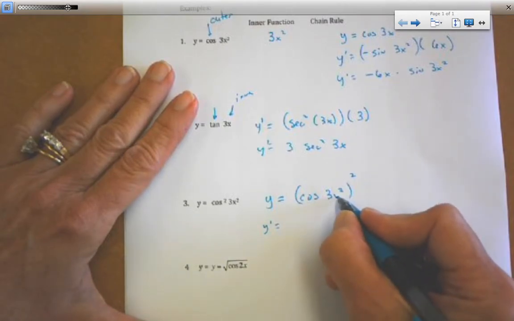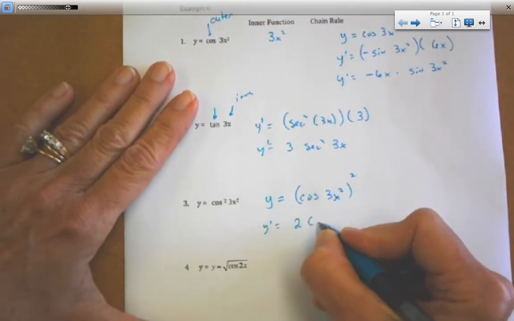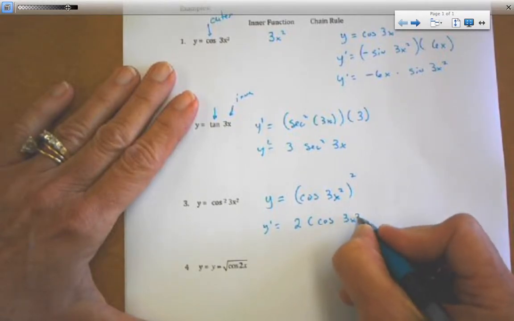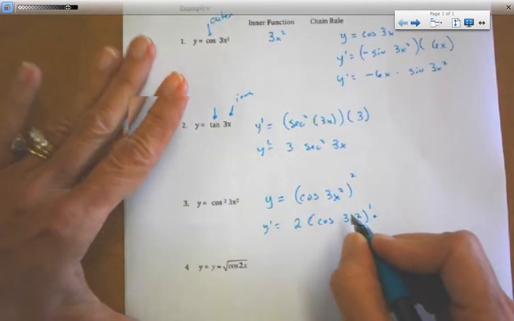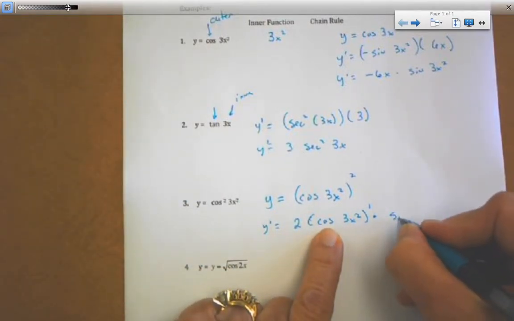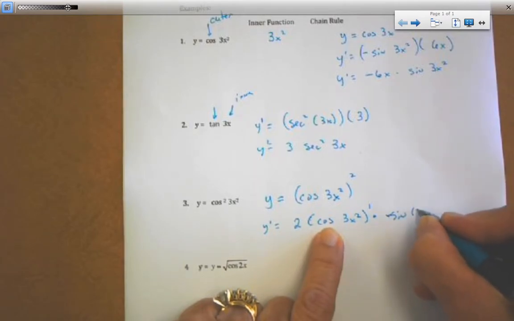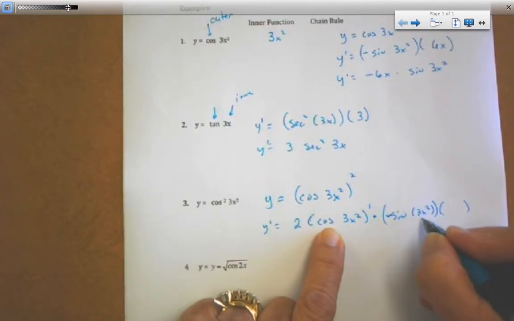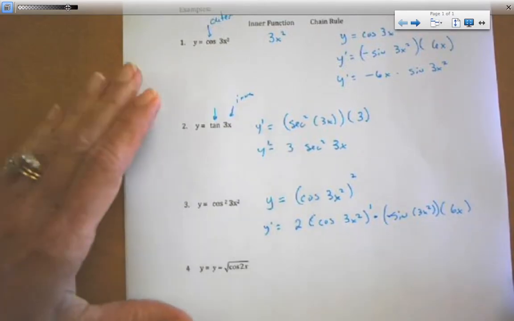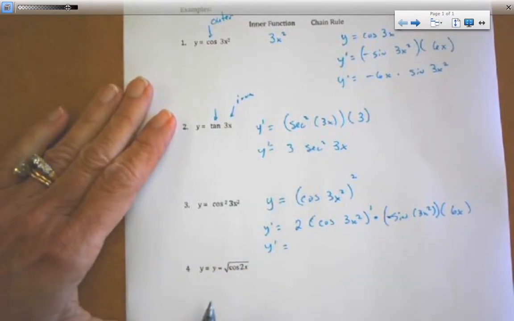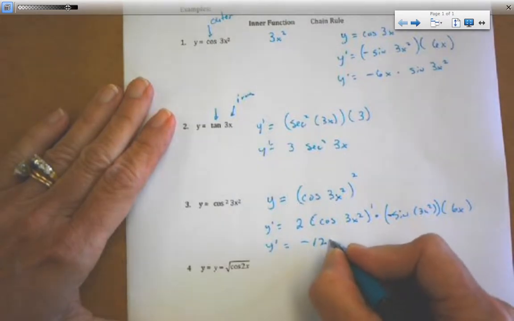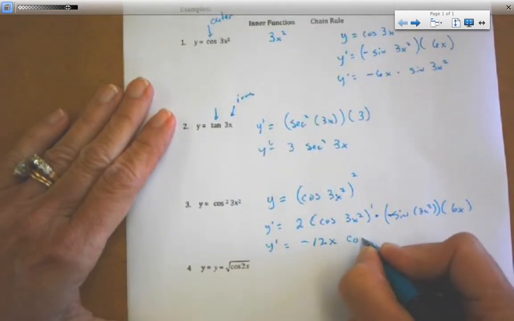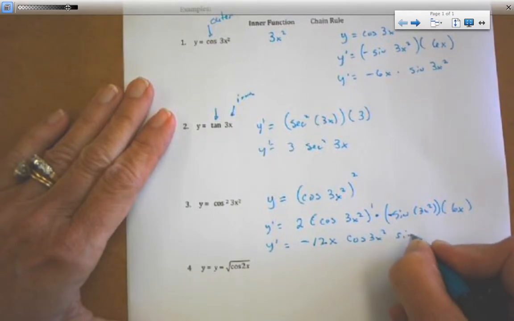So I may have to use the chain rule more than one time. So 2 cosine 3x squared to the first times the derivative that's inside. Okay, the derivative of cosine is negative sine 3x squared. And now take the derivative of the argument, which would be 6x. So this derivative is going to be, rearranging terms, multiplying and simplifying, negative 12x cosine 3x squared sine 3x squared.